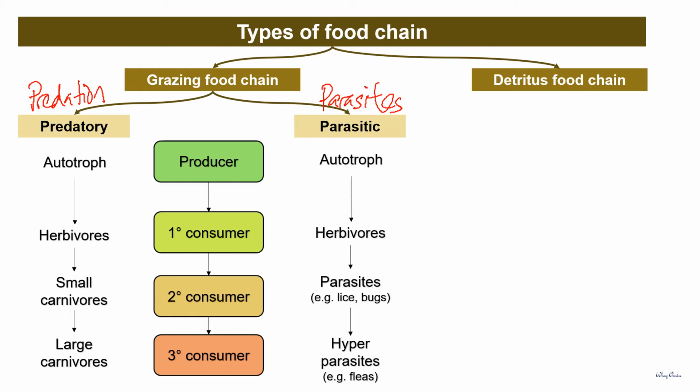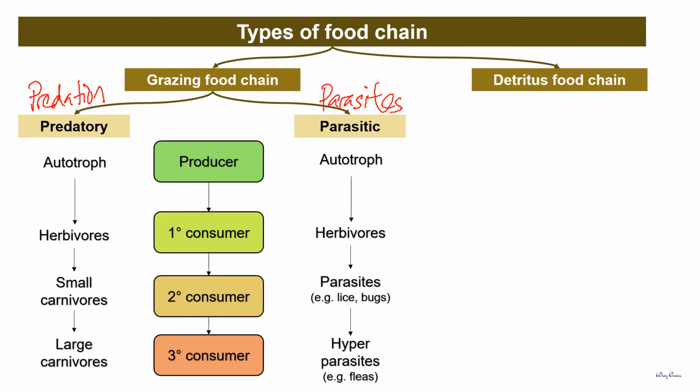If we move on to the parasitic food chain, the first trophic level is still autotroph, because they must be the producer in the first trophic level. And the primary consumer, or the second trophic level, are herbivores. The organisms feed on plants or feed on producers.